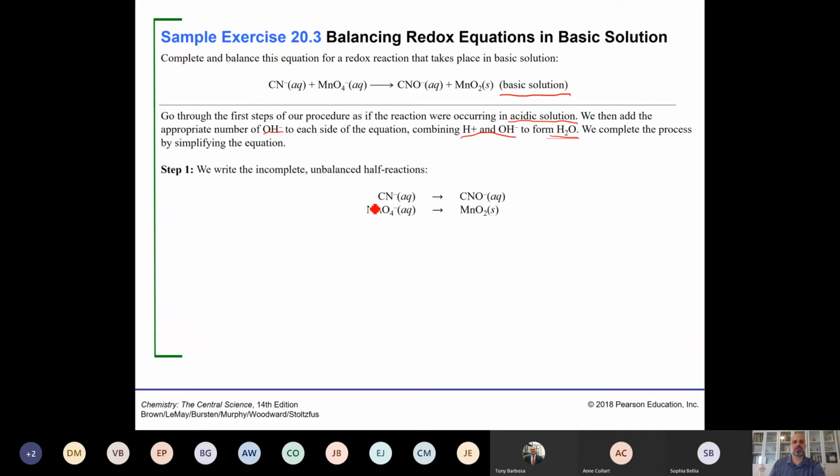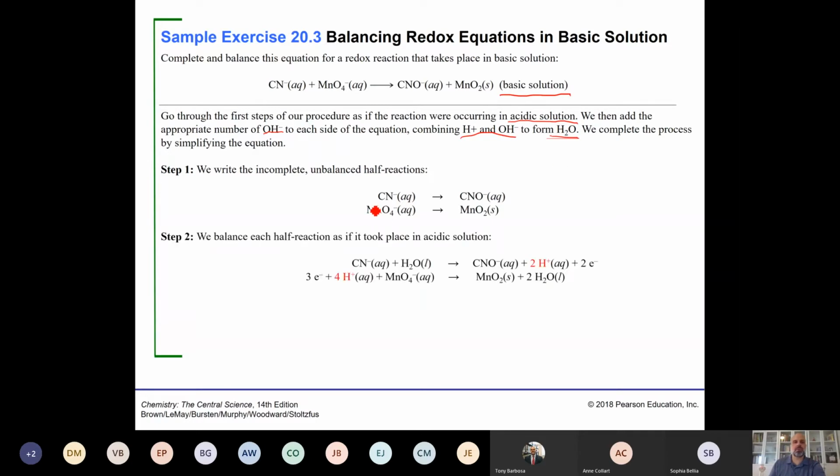So we take the half reactions first. That's step 1. And I'm not going to go through each of the individual steps here. Obviously you can take a look at the half reactions.